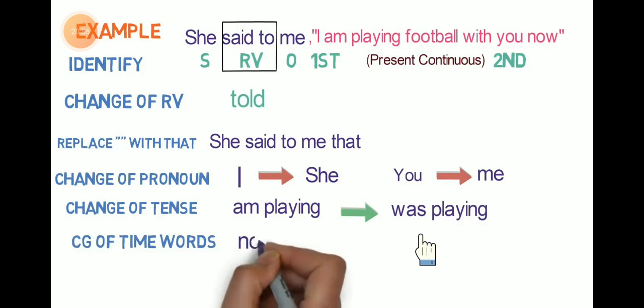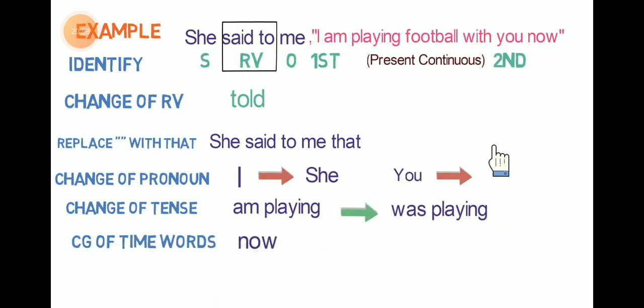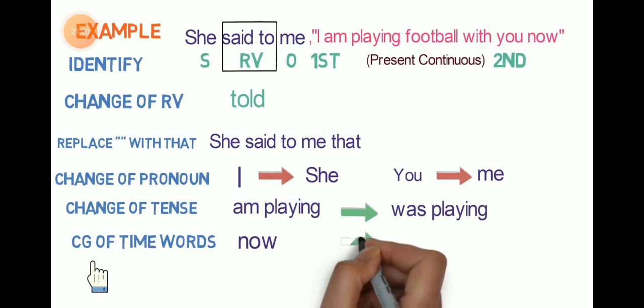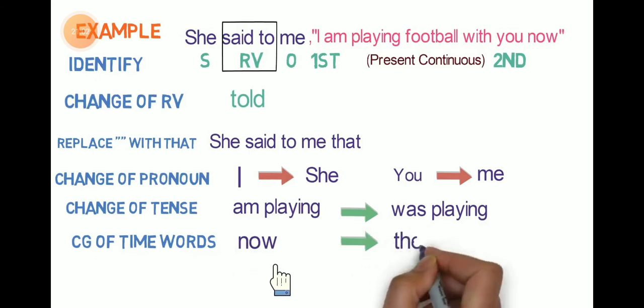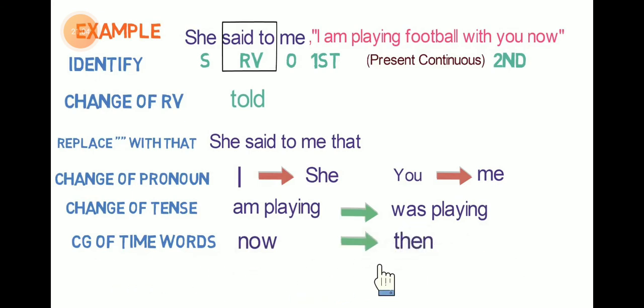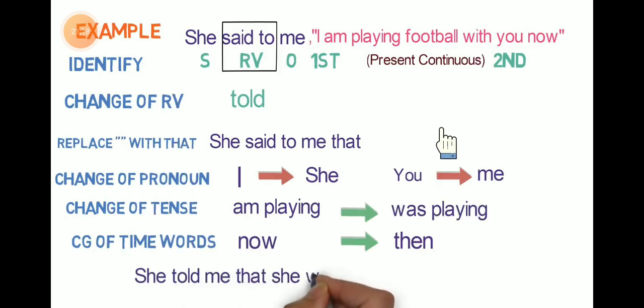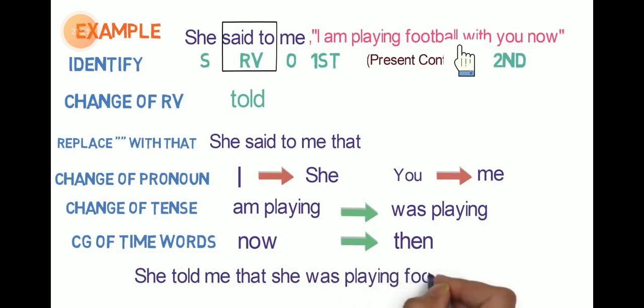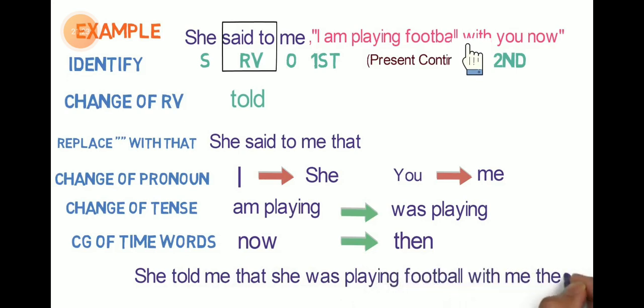So students, go through the tense table because it is very important. Then comes the change of time words. So "now" can be changed into "then." "Now" can be changed into "then." This is a very important part. How we have taken such a beautiful example and we have applied how we can change by these rules and regulations while changing this direct speech into indirect speech.